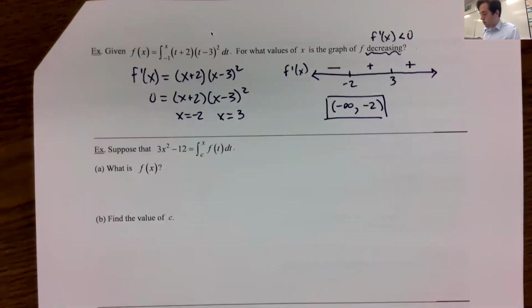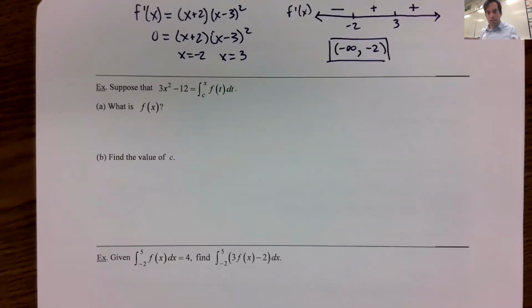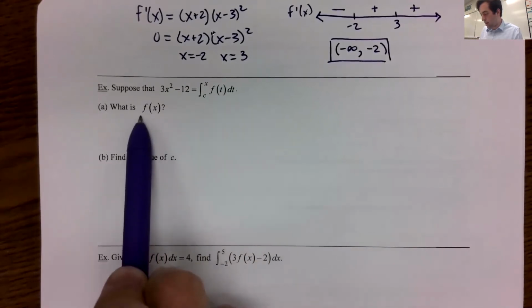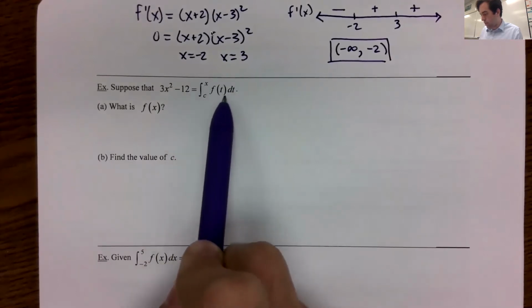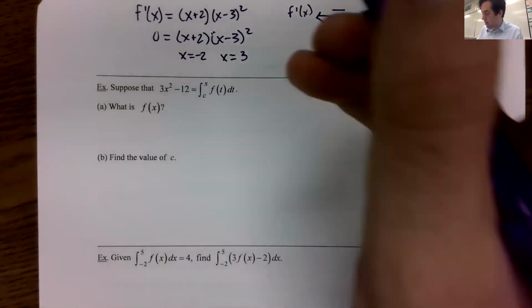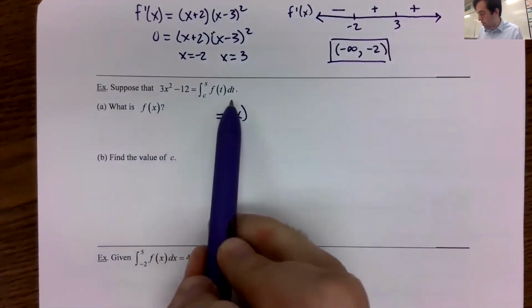Let's keep going. Suppose that 3x squared minus 12 equals the integral from c to x of f of t dt. Very interesting. So the first question here is, what is f of x? This question's a little backwards from normal, but think about this. How does this equation relate to f of x? Well, over here we have an integral from c to x of f of t. We know that if we take the derivative of this, we're going to get f of x, right? So that right side really equals f of x if we take the derivative.